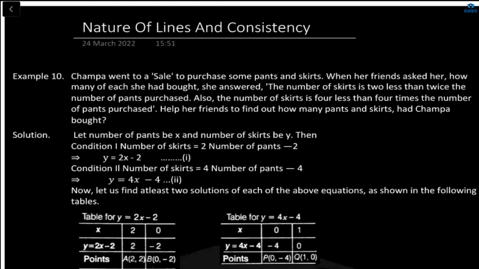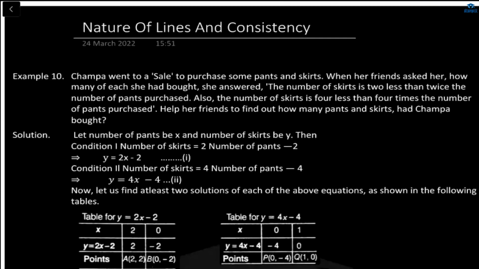When her friends asked her how many of each she had bought, she answered, the number of skirts is 2 less than twice the number of pants. Okay. So now let us assume that the number of pants that Champa bought is X and the number of skirts she bought is Y. So X is pants and Y is skirts. These are the 2 variables we have got.